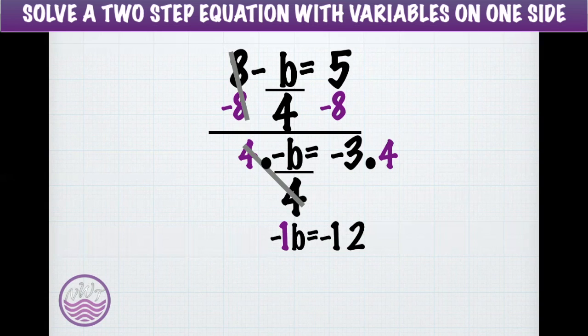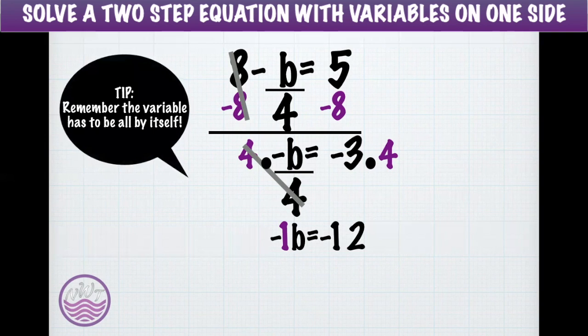So if I'm looking at this question, I know that I have to still get the b alone. So if you look at our tip, remember the variable has to be all by itself. And in this situation, it's still not. So if I have -1 next to the b, that means multiplication. So I'm going to go ahead and do the inverse. The inverse of multiplication is, yep, you guessed it, division. So I'm going to divide both sides by -1. I'm going to cross out my -1s and end up with b equals +12, because a negative divided by a negative is in fact a positive.